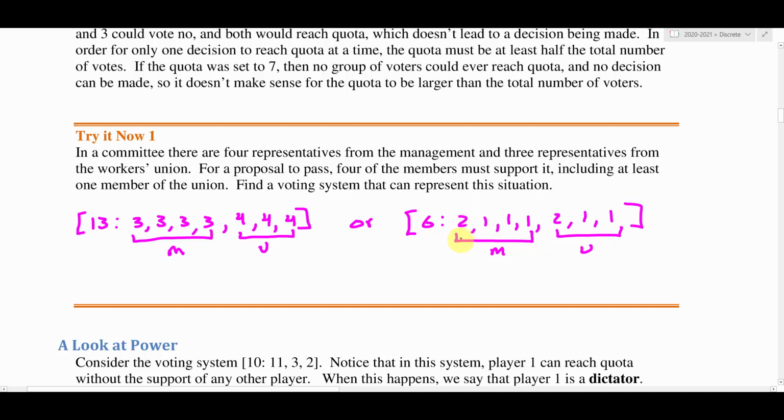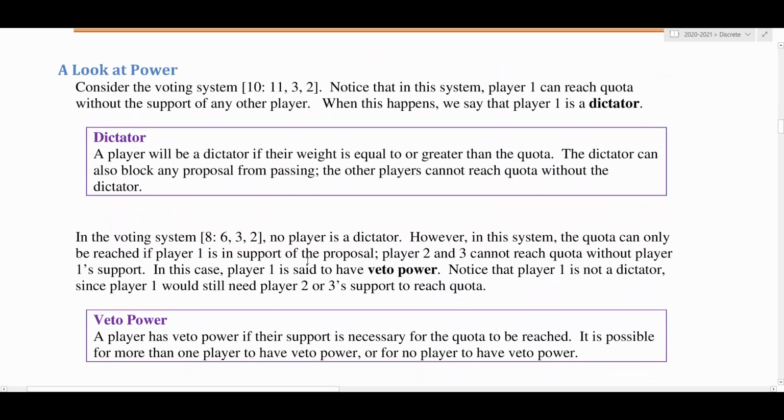So if I had all 4 members of management get together and say, yes, we want to pass this proposal, well, they would only have 5 votes total. So somebody from the union side of the committee would have to jump over and agree with them as well. Okay? So these would both be viable voting systems for the scenario that is described here. All right? So let's look at power. What does it mean to have power?